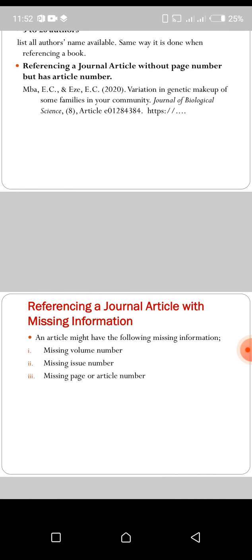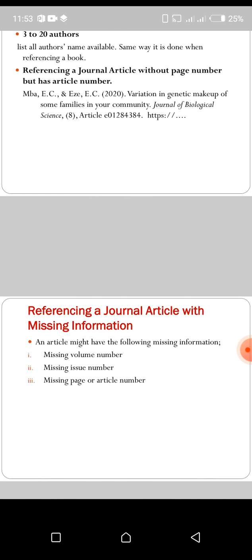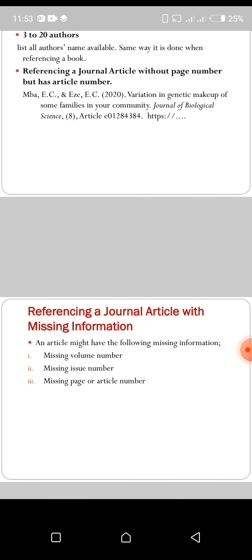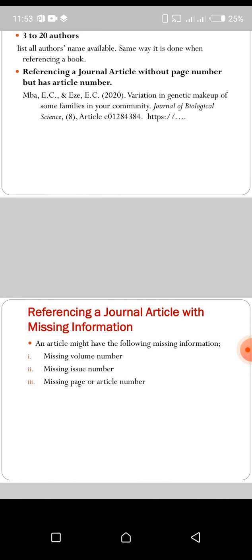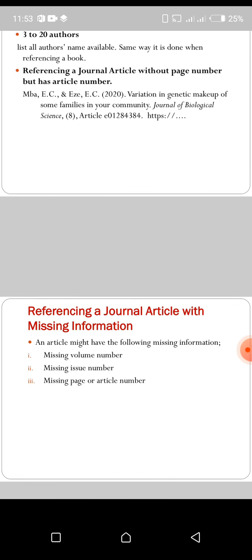Observed here is the use of comma where necessary, the use of ampersand, and the use of full stop where necessary. Remember to italicize the journal title and volume number.